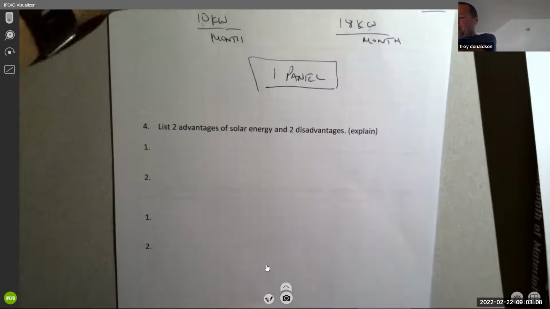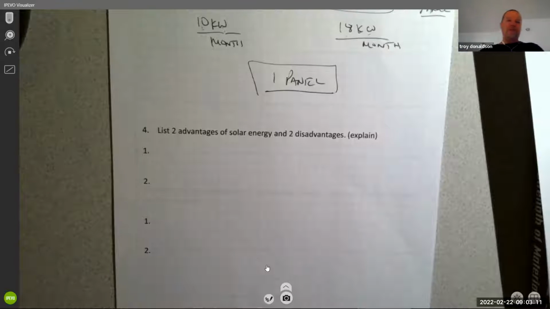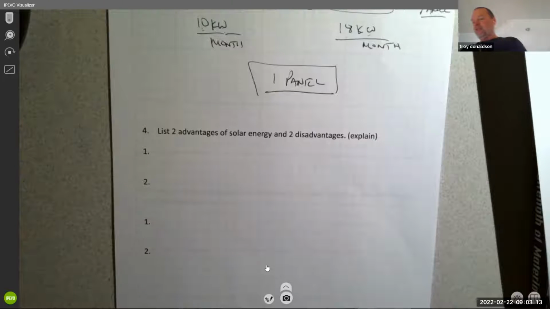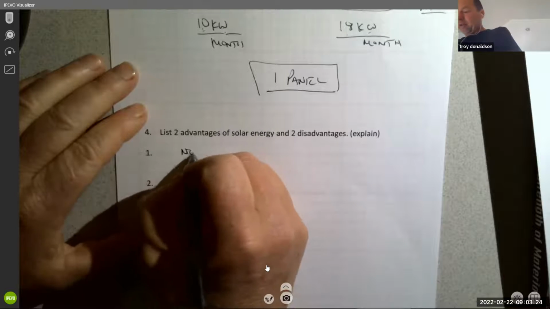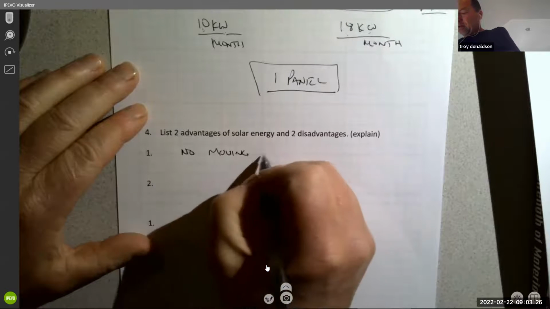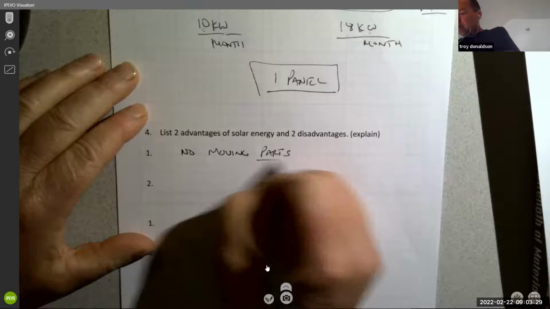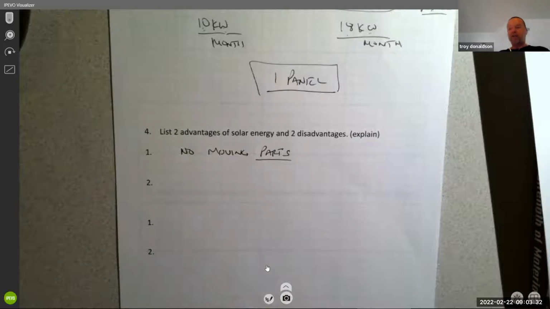2 advantages of solar energy and 2 disadvantages. So there's a lot of advantages to solar energy. It is fairly inexpensive compared to other systems out there. So you could have cost as part of it. I like the no moving parts. I also like the fact that the energy is collected near the source, or near the load. So, you know, we don't have to use a wave buoy that's 30 miles offshore and then get that energy to shore. Solar is collected on the spot, right?